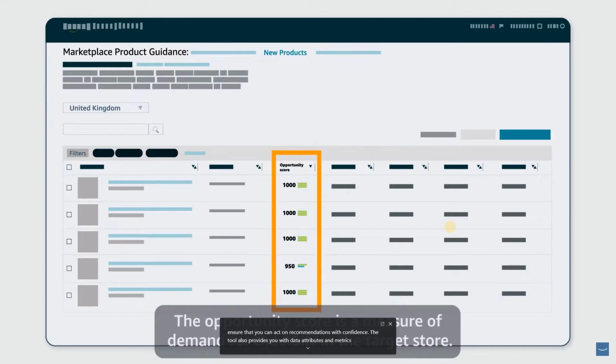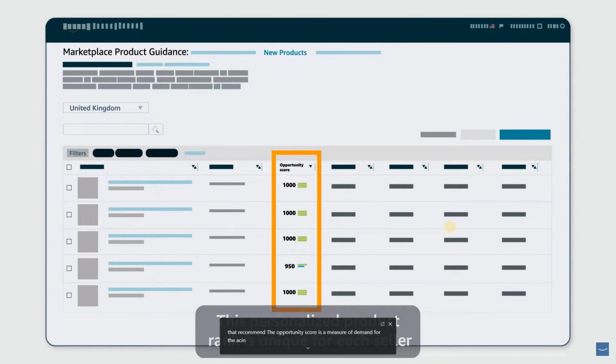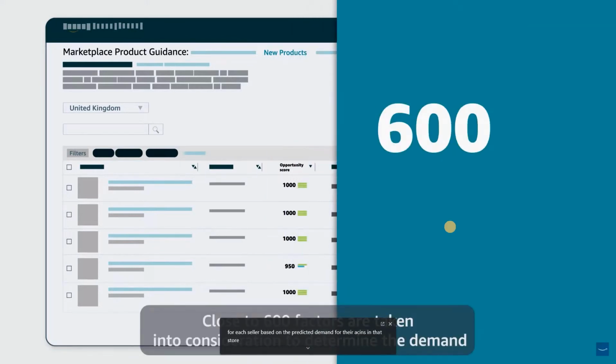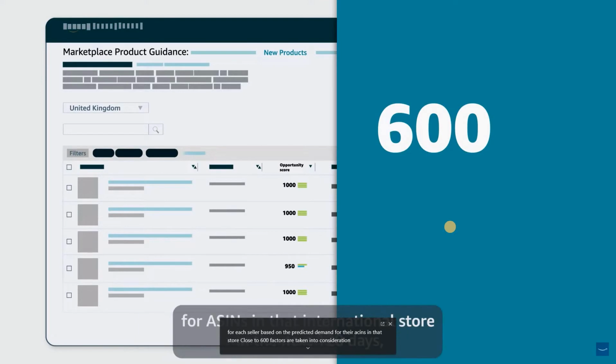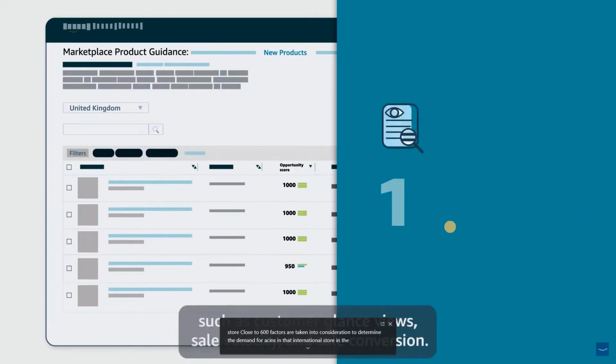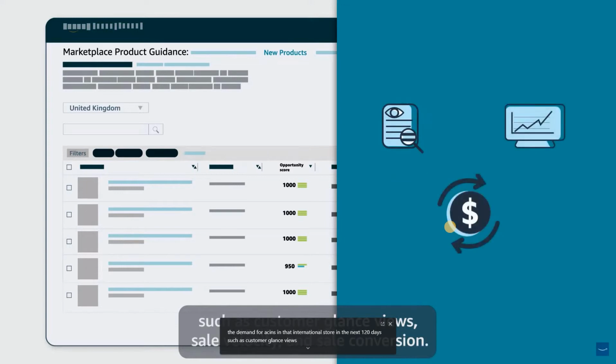The Opportunity Score is a measure of demand for the ASIN in the target store. This personalized product rank is unique for each seller based on the predicted demand for their ASINs in that store. Close to 600 factors are taken into consideration to determine the demand for ASINs in that international store in the next 120 days, such as customer glance views, sale velocity, and sale conversion.